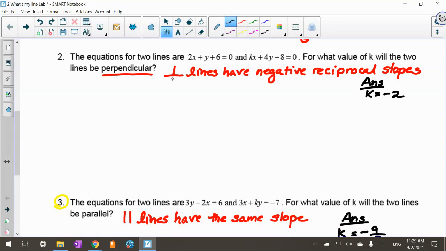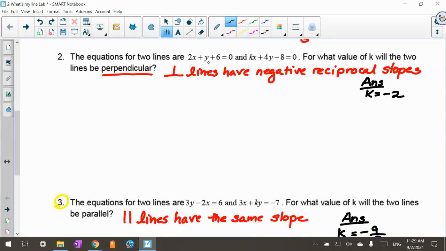Perpendicular means they form a right angle. Perpendicular lines have negative reciprocal slopes. Okay, so I know that these two lines will form a right angle. So how do I get started on this? Well, I'm going to start with the first one because they want me to find the value of k.